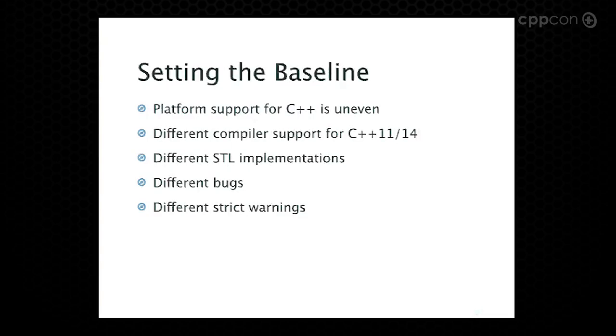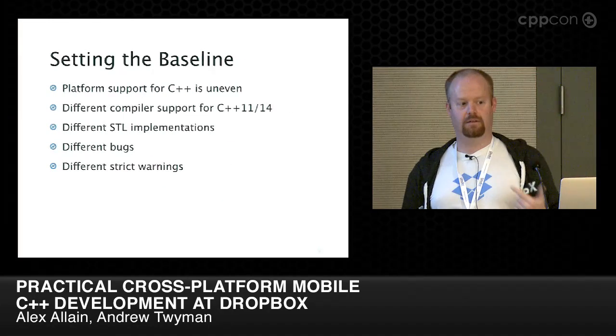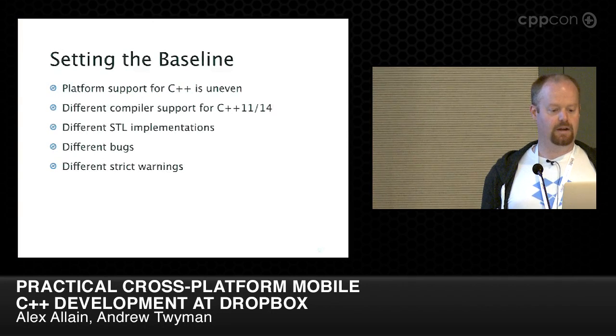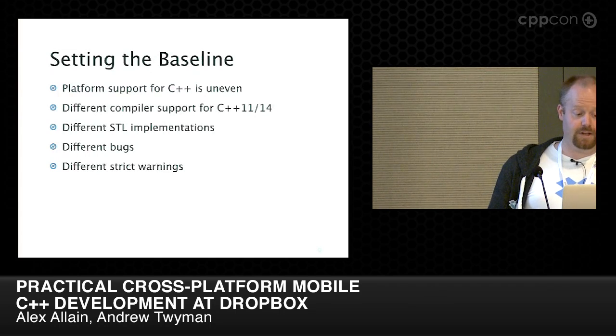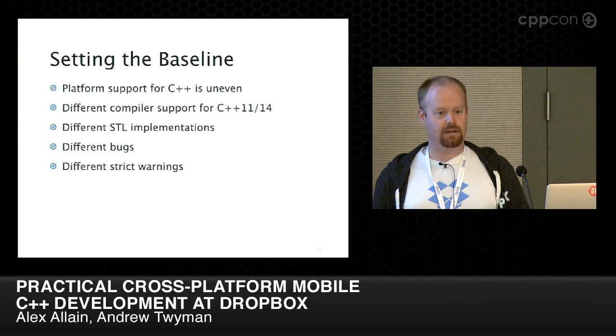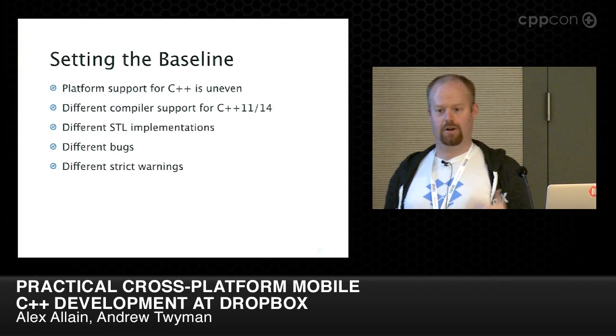So given that as context, we want to use C++. It's pretty much the best thing that's available across platforms that you can build everywhere. But unfortunately, platform support for C++ is a little bit uneven on the platforms that we're working with. The compilers have different levels of support for C++11 and 14 features. They have different STL implementations with different bugs. And one particularly tricky one, we like to keep our warnings turned up pretty high to catch bugs early. All of the compilers have slightly different behavior there, even if you try to turn on all warnings.